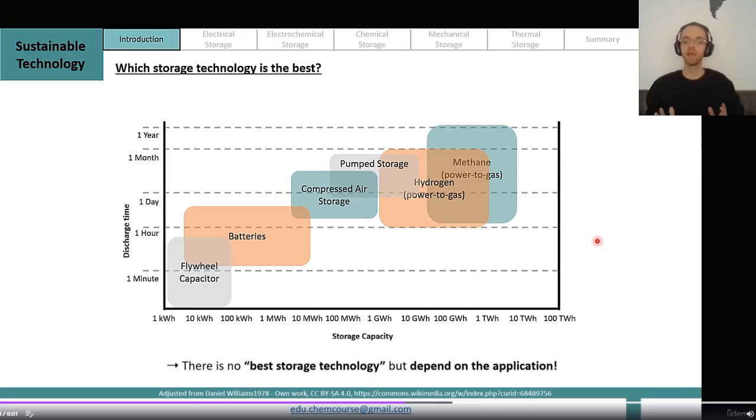And this is, as I said, the key takeaway from this introductory lecture: you will not be able to define a best storage technology. It always depends on your individual application which kind of storage technology is the most suitable for your purpose.